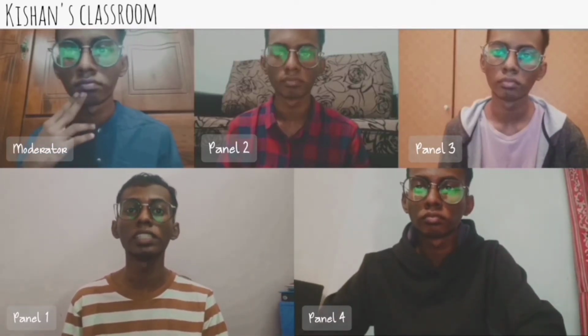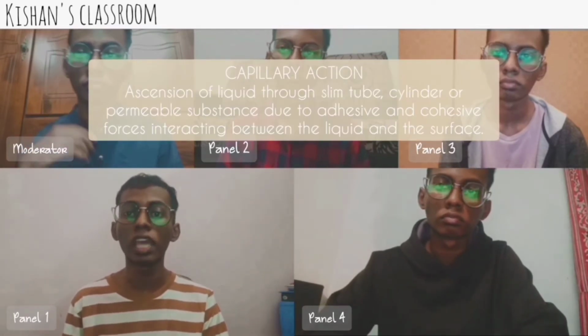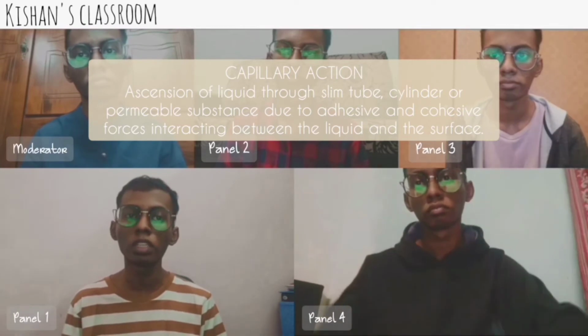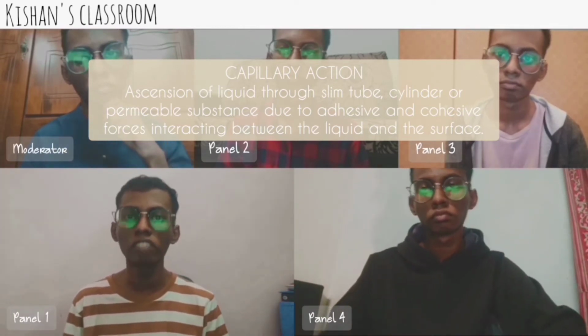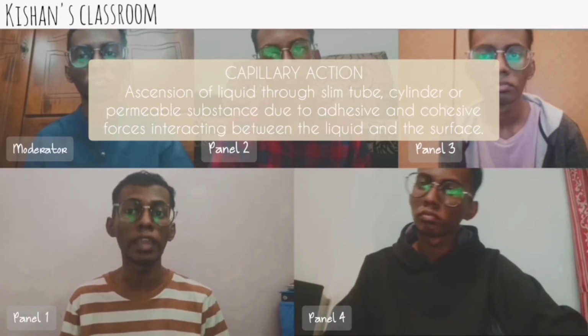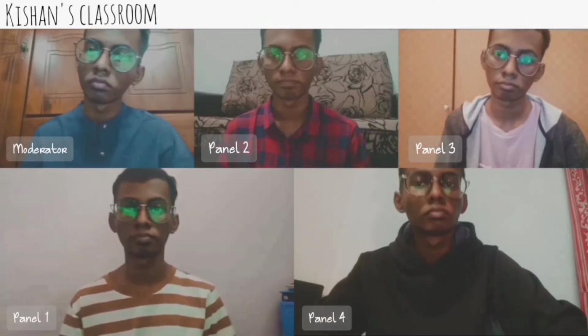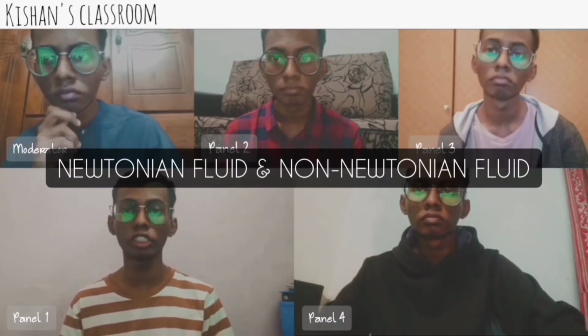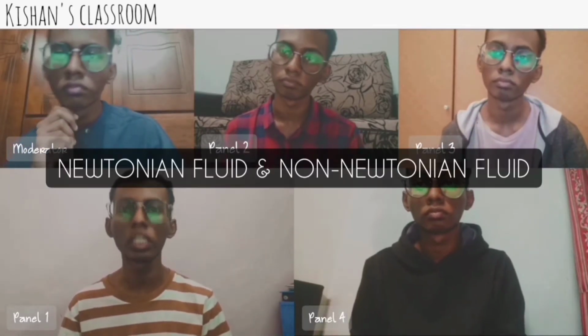So the last property is capillary action, which is the ascension of liquid through slim tube, cylinder, or permeable substance due to adhesive and cohesive forces interacting between the liquid and the surface. So the next part that we're going to study about is Newtonian fluid and non-Newtonian fluid.